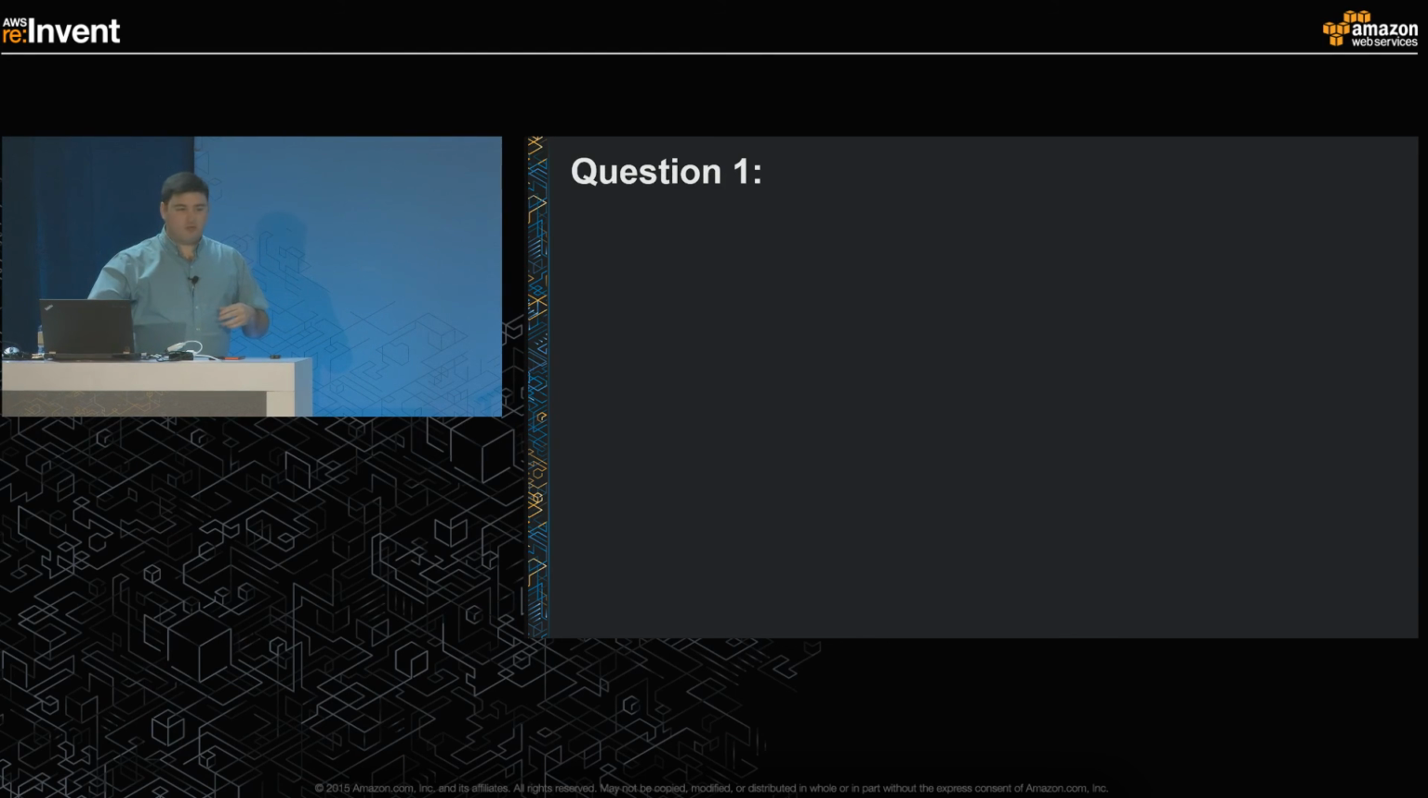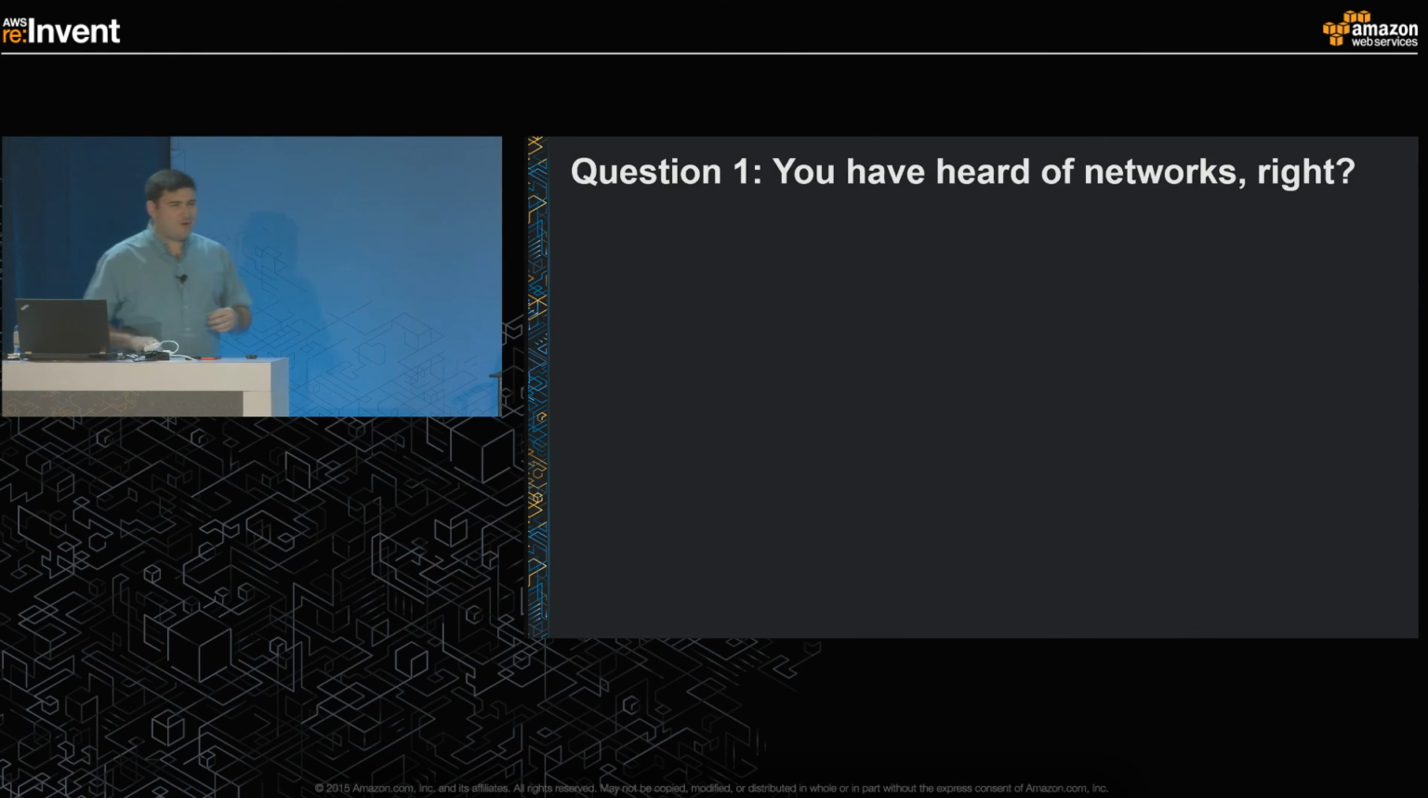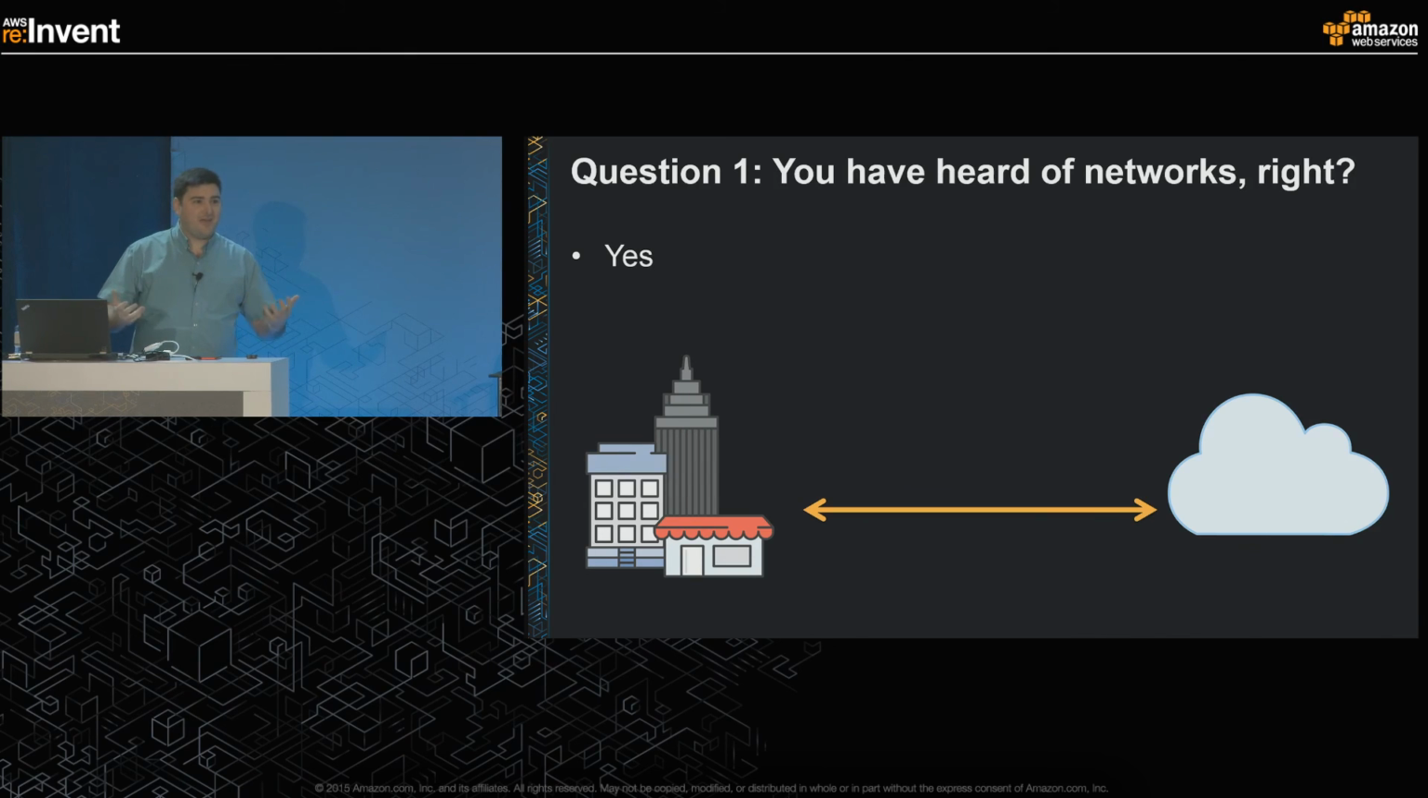So let's go into the two most common questions I've been hearing here at re:Invent. The first one that I'm getting pretty often is: you have heard of networks, right? Why does this thing exist? For folks, there are two camps there: people who have done or tried to do large-scale data transfers before and people who haven't. Anybody who's really tried to do this will tell you it's a lot more difficult than it might seem. So the answer is yes. Yes, I have heard of networks.